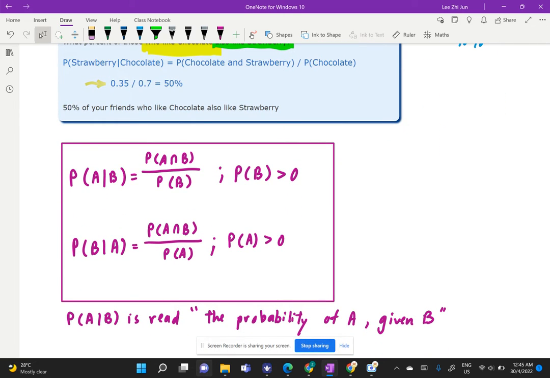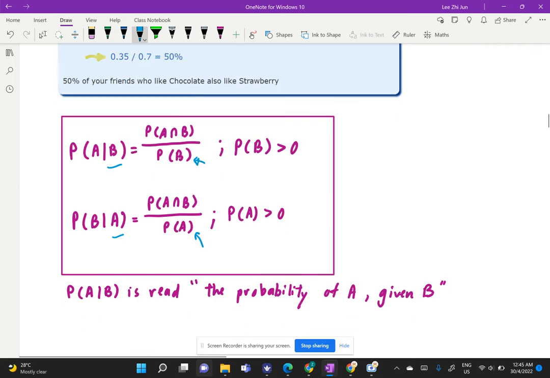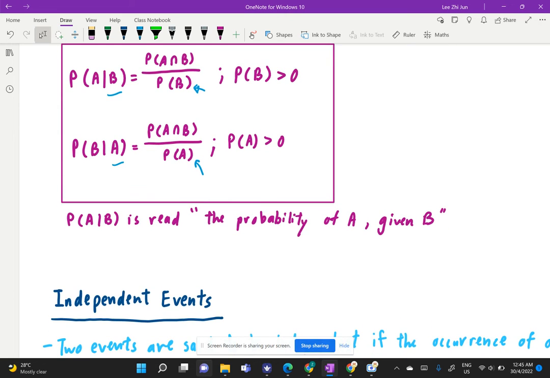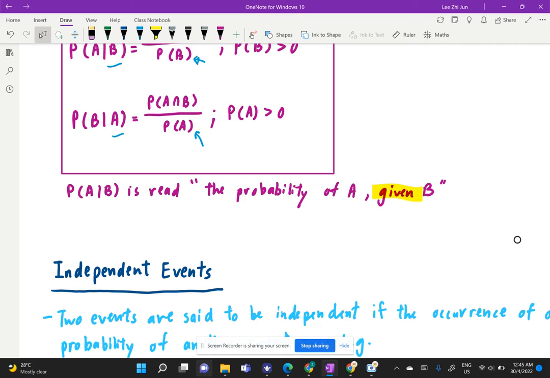So you can just write like that. Given B, you need to divide by the probability of B, so the probability of B is larger than 0. If A is given, you need to divide by the probability of A, so P(A) is larger than 0. So P(A|B) is the probability of A given B. So the keyword is given. Given is a keyword.